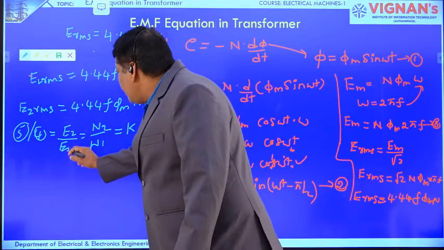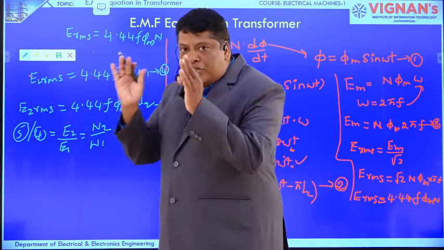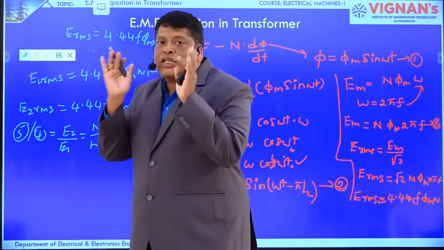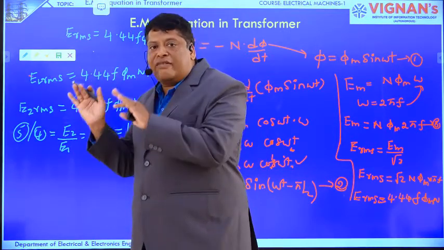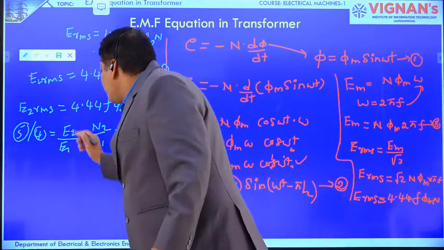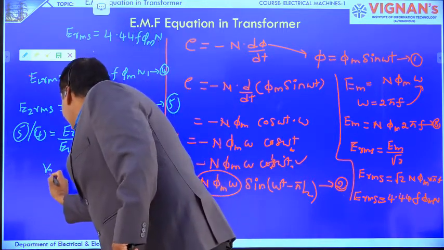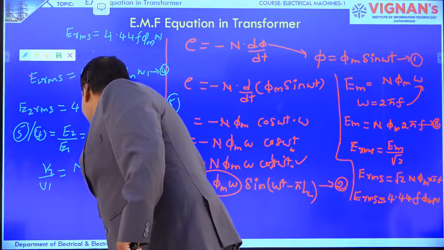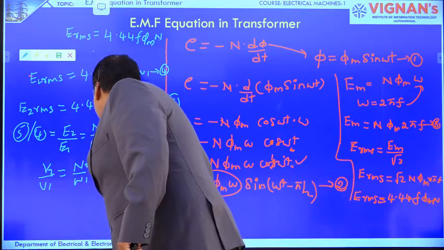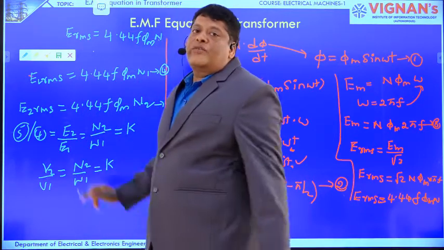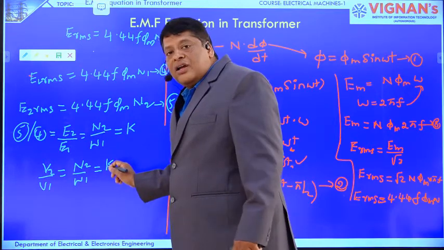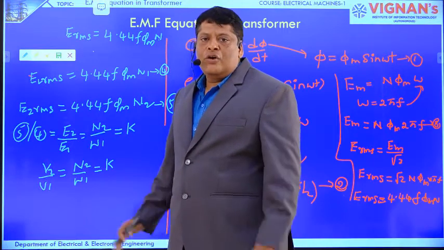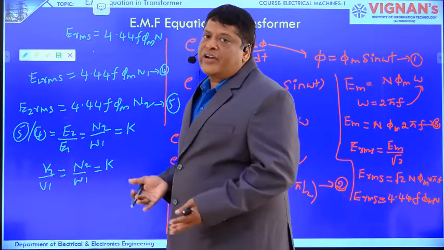E1 is the voltage induced in the primary winding, and E2 is the voltage induced in the secondary winding. If we neglect the voltage drop in the primary and secondary windings, E1 and E2 become V1 and V2, so V2 by V1 equal to N2 by N1 equal to K. In this case we call K the voltage ratio of a transformer. Both are the same: voltage ratio or turns ratio of a transformer.